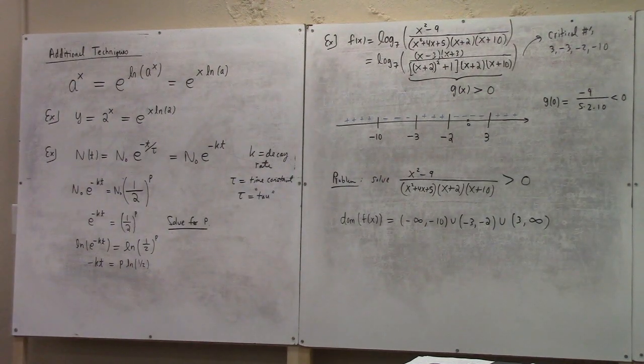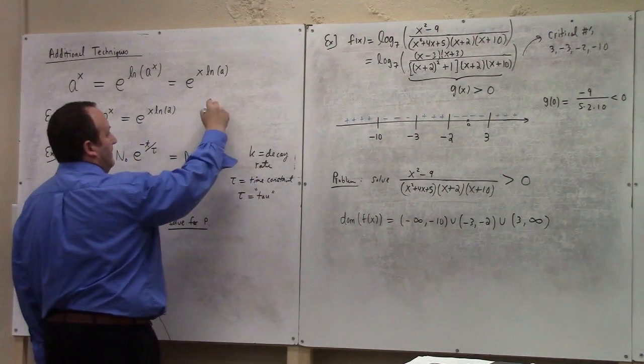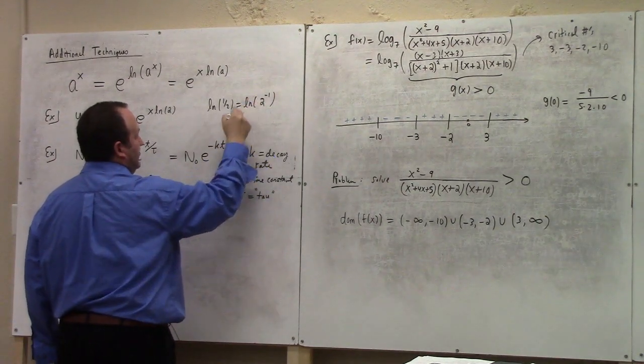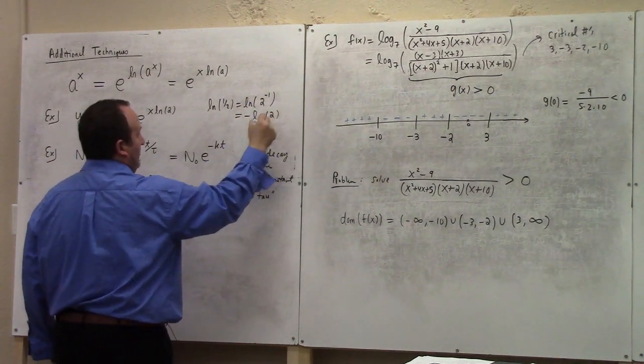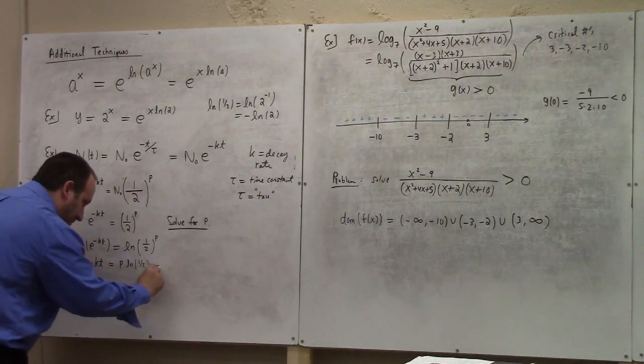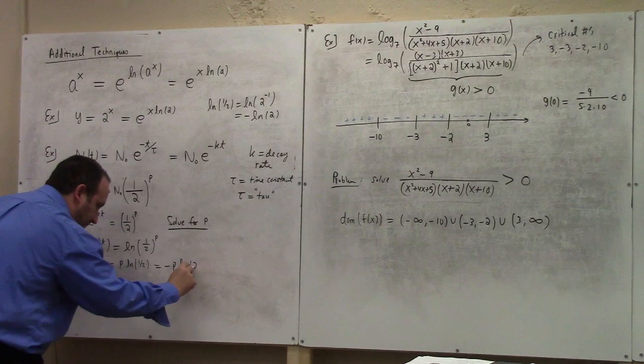What is the natural log of 1/2? Well, that's minus the natural log of 2, right? Notice that natural log of 1/2 is natural log of 2 to the minus 1. So that's minus the natural log of 2. That's why I said minus the log of 2 here. So this is minus p natural log of 2.